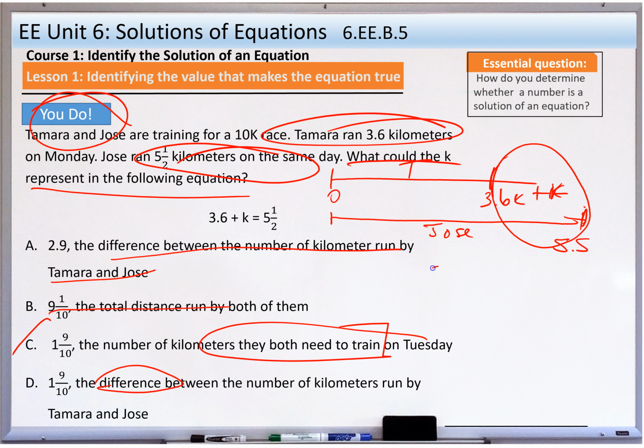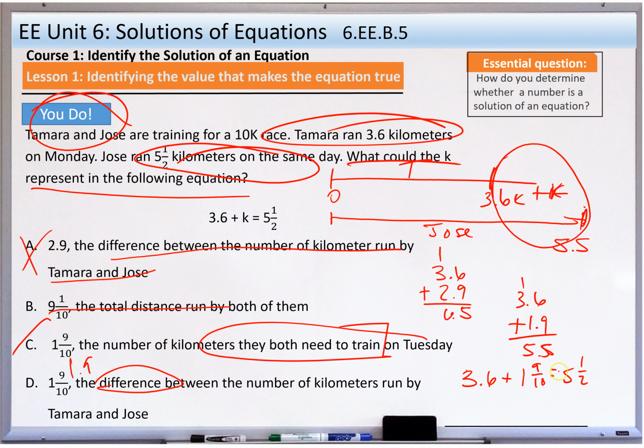So if I try 3 6/10 and I add 2 9/10, I'm wondering if I get 5 5/10. No, that's 6 5/10. That's not what I need. That does not make the equation true. So I'm going to try 3 6/10 plus 1 9/10 and see if I get 5 5/10. So let's write it out. 3 6/10 plus 1 9/10 does indeed equal 5.5. 1 9/10 makes my equation true.